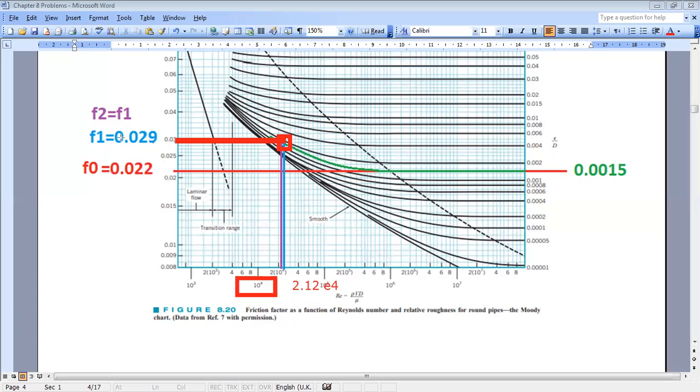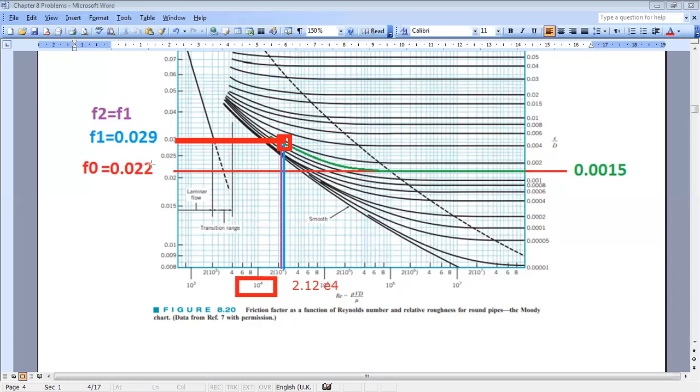You only stop when the two last values of F are very close. For example, if you obtain 0.023, then you can say my assumption is fine. And if you have a difference less than 10%, you can stop your iterations. Here we cannot stop, because the difference is 7 over 22, which is large. It's nearly 30%, so I cannot accept such a difference.